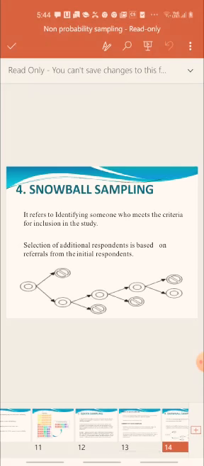The last one is snowball sampling. It's a very interesting type of sampling. It refers to identifying someone who meets the criteria for inclusion in the study. It is actually based on the referrals from the initial respondents. One by one, the respondent gives details about the other respondent whose profile will fit into the study.